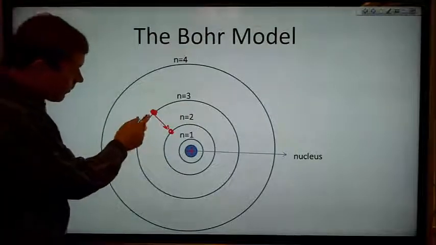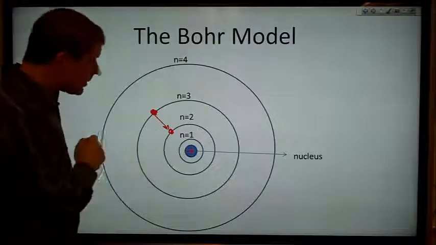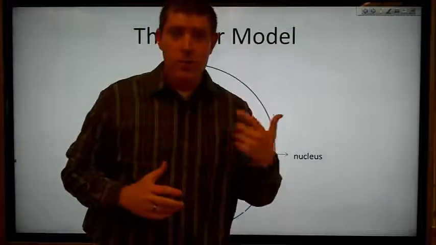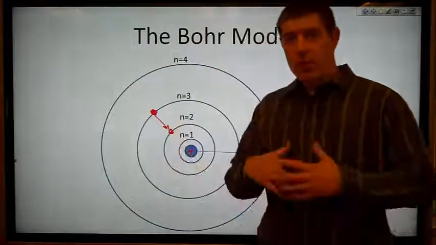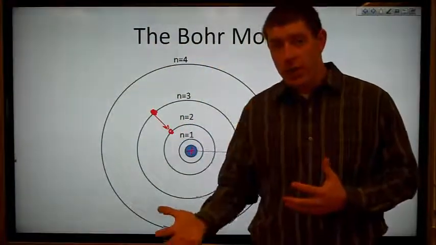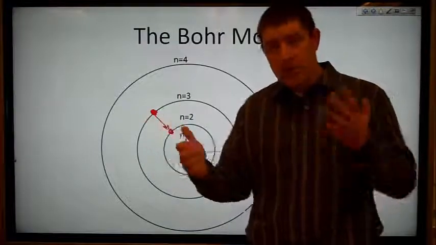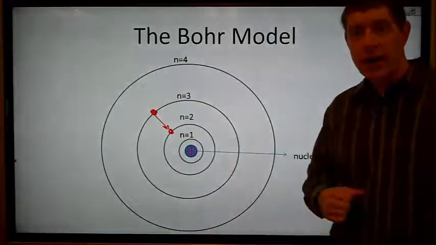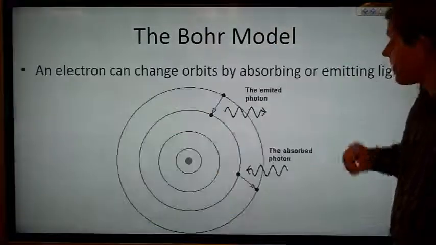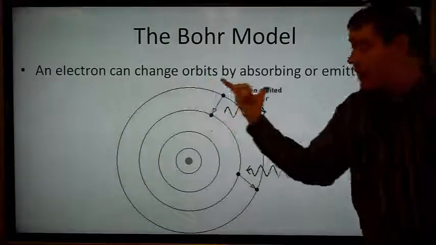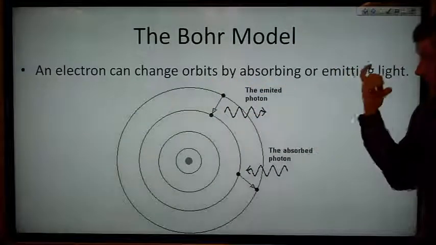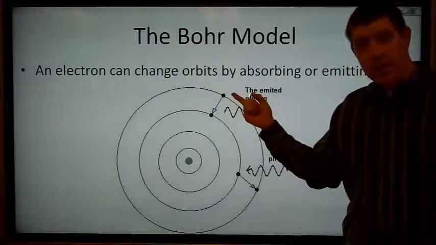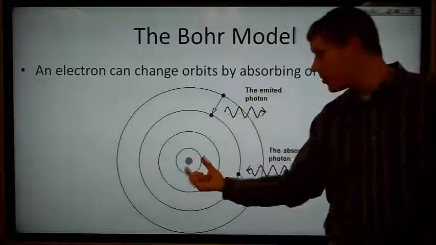If we move from 3 down to 2, or from 2 down to 1, or from 4 down to 2, or whatever, we have various possible combinations of our rings. Each ring has a certain energy associated with it, so the transitions from one ring to another have certain energies associated with them. This now finally explains the line spectra that we see for various elements. So, again, an electron can change orbits by absorbing or emitting light. So if we move down in orbit, then energy has to be emitted because the electron is losing energy as it gets closer to the nucleus.